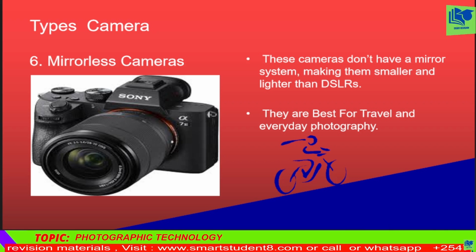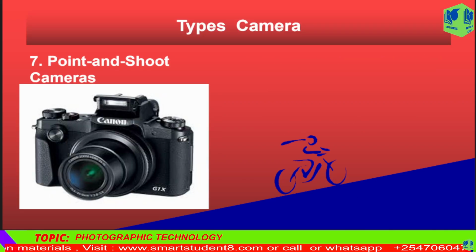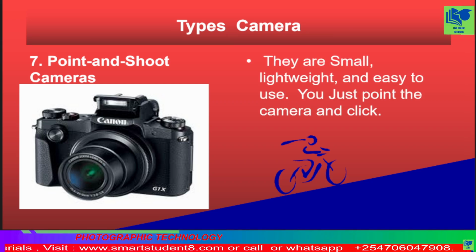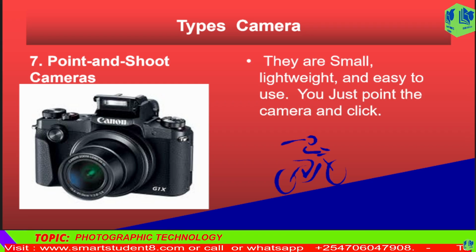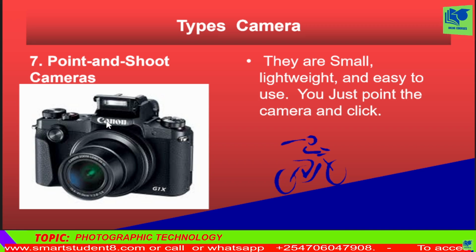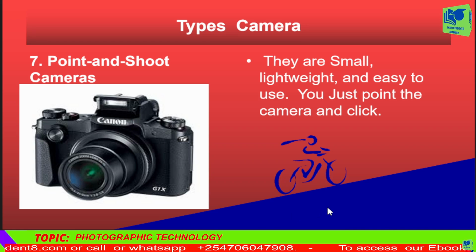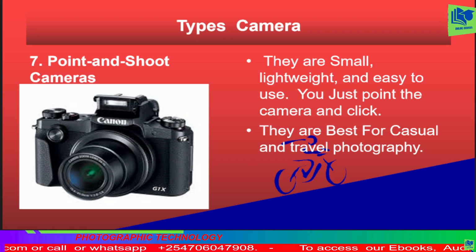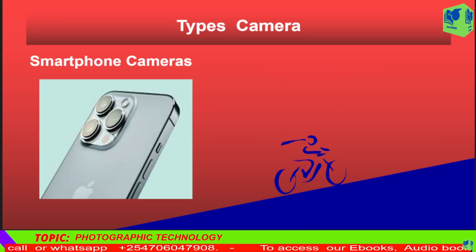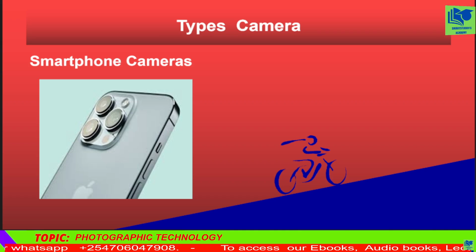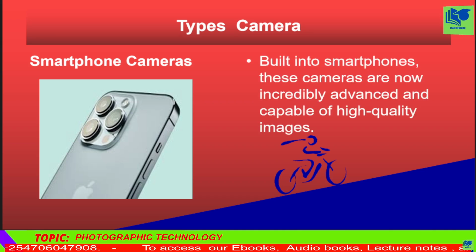7. Point-and-shoot cameras. They are small, lightweight, and easy to use. You just point the camera and click. Examples are the Canon PowerShot series. They are best for casual and travel photography. 8. Smartphone cameras. Built into smartphones, these cameras are now incredibly advanced and capable of high-quality images.